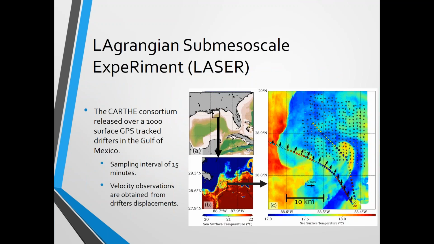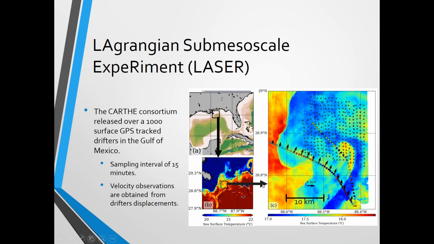The Lagrangian submesoscale experiment, which was conducted by Karth, which I'm going to refer to as LASER. As I said, it released over 1,000 drifters in the DeSoto Canyon. The surface drifters had a sampling interval of 15 minutes. And the observations that I'm actually going to use in the reconstruction of the velocities are the velocities estimated from the displacement of these drifters.